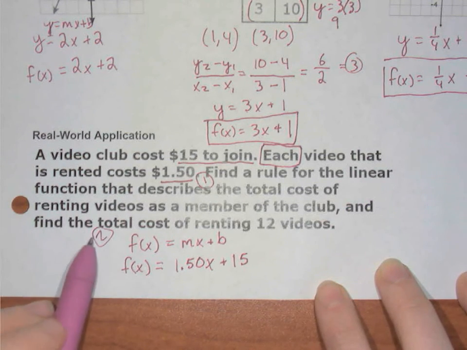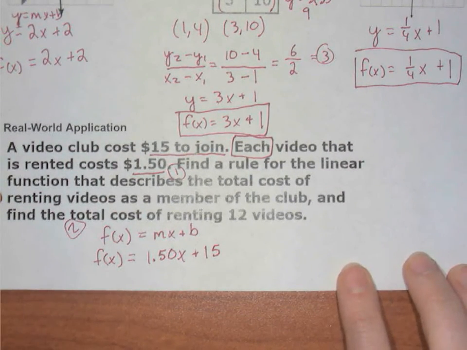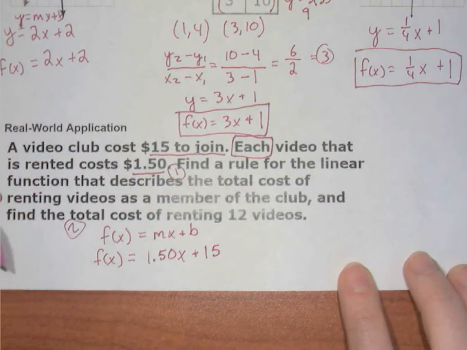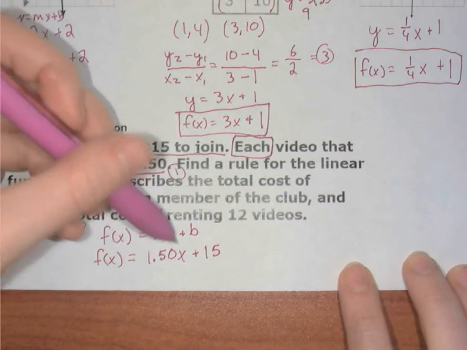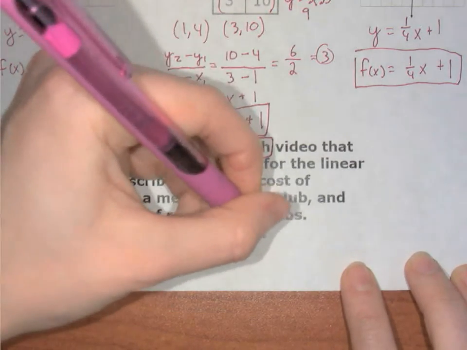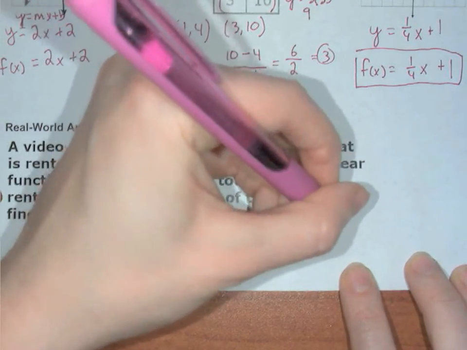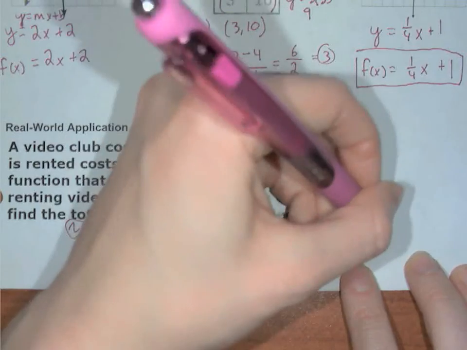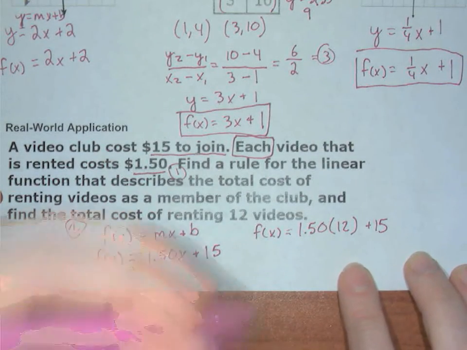So now we're going to use part 2, find the total cost of renting 12 videos. Not difficult. All we need to do here is take 12 videos and plug that into our function for x. So $1.50 per video times 12 videos. Let's write that out. f of x equals $1.50 per video times (12). I always put my inserted number in parentheses so that I know that's why it's in there instead of my x value, plus 15. So we've got f of x equals $1.50 times (12) plus 15.